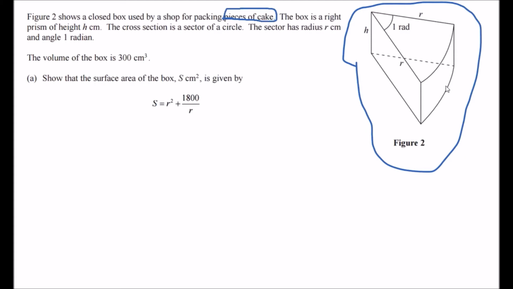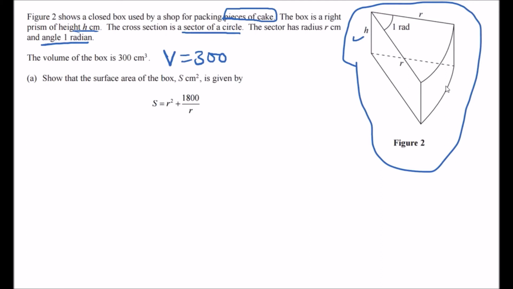The box is a right prism of height h. We know this. The cross section is the sector of a circle, good. And the sector has radius r centimeters and angle 1 radian. We know straight off the bat that the volume is 300. Okay, cool. Show that the surface area of the box, S centimeters squared, is given by this.